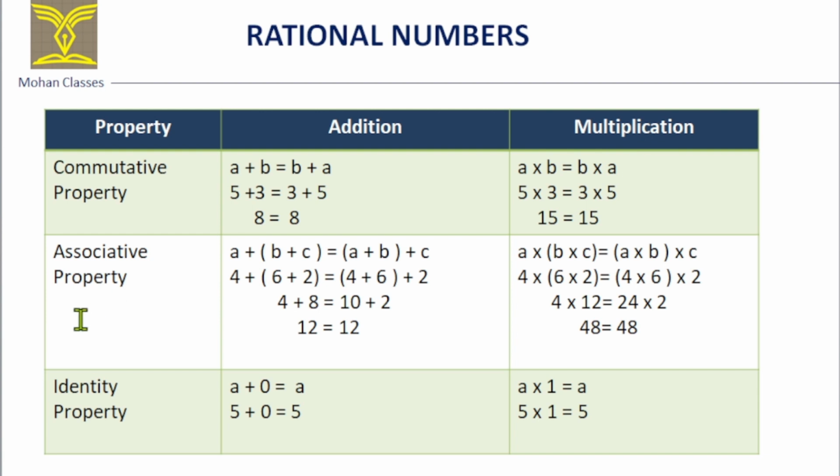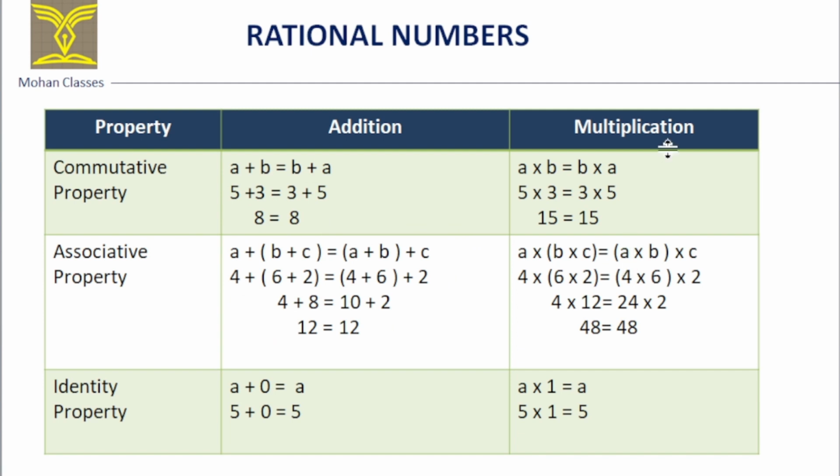Then what about associative property? Associative property, there will be three rational numbers. A plus bracket B plus C will be there. Now we first add A plus B, after that we add C. So the example, 4 plus 6 plus 2 is equal to 4 plus 6 plus 2. If you add 6 plus 2, 8. 4 plus 8, 12. So you will get 12 is equal to 12. Therefore, associative property of addition is applicable.